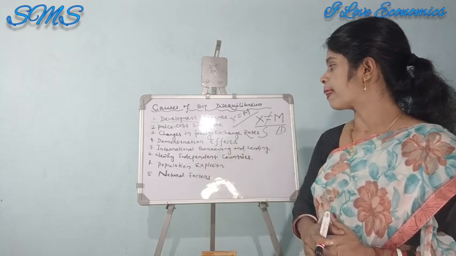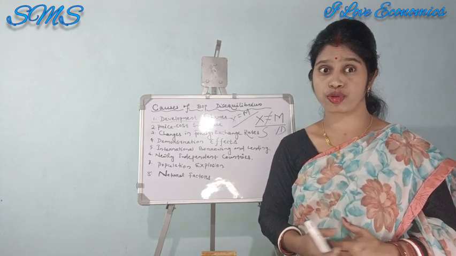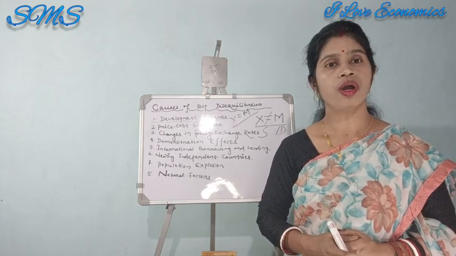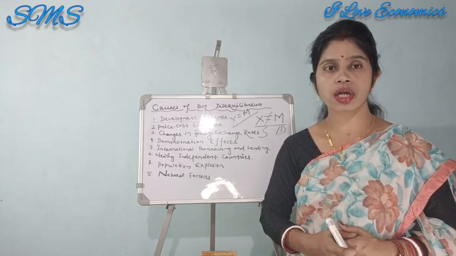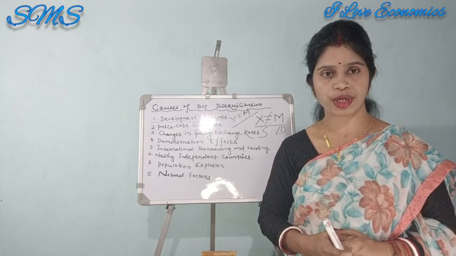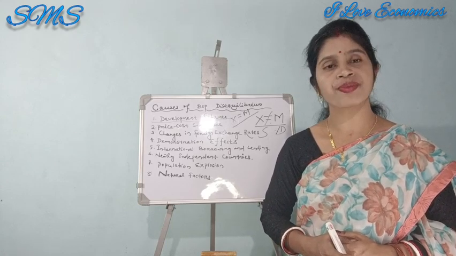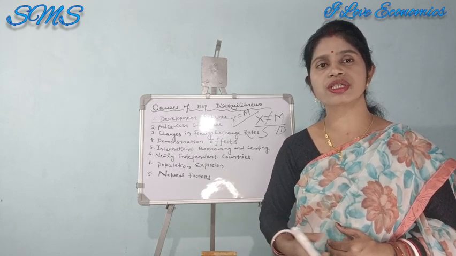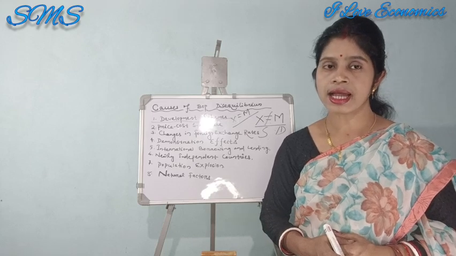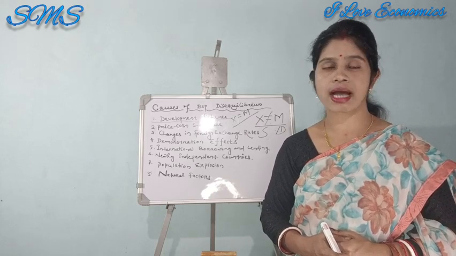Next point, population explosion. Population explosion is the most important cause of disequilibrium of balance of payment. Population explosion occurs in the second stage of demographic transition, with high birth rate and low death rate. When population explosion occurs, population increases at a skyrocketing rate. At that time, the consumption pattern of this growing population is higher.